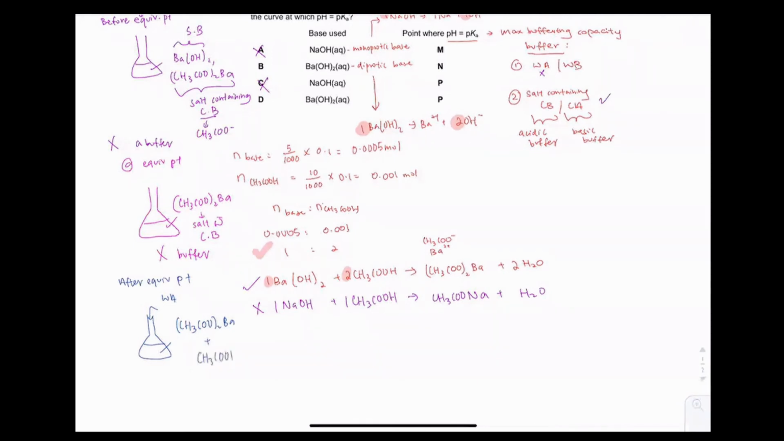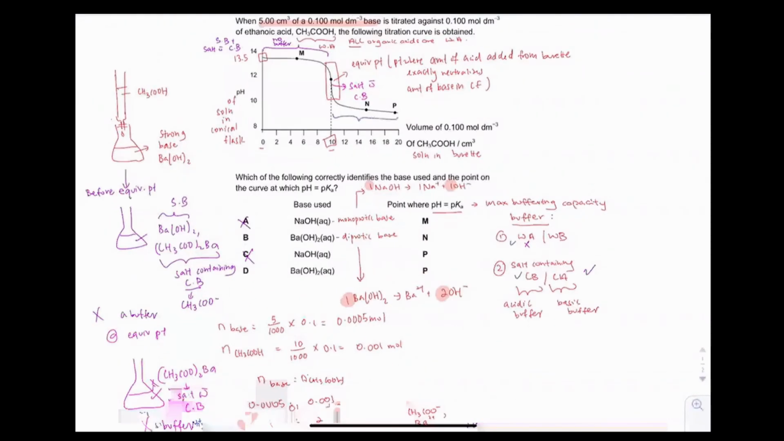which is ethanoic acid. So hence, let's put this into perspective. This is salt containing conjugate base, and this is a weak acid. So I have both of these. So hence, yes, this is a buffer. Therefore, after equivalence point until the end of the curve, it will be a buffer solution.